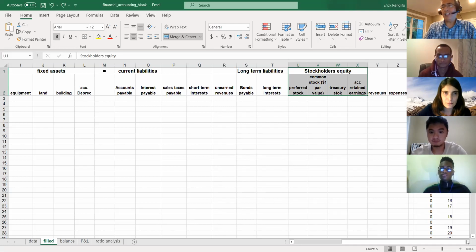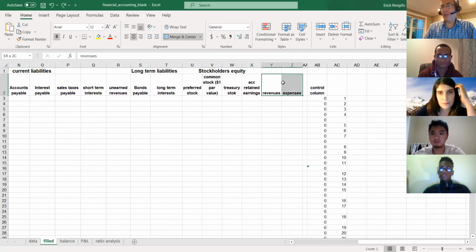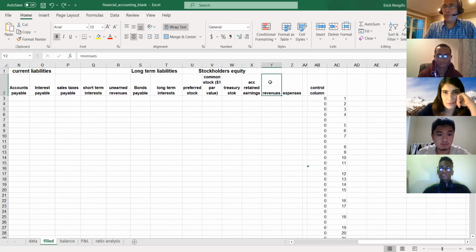The only trick, guys, that you need to always remember is that revenues and expenses, okay, the revenues are always positive and expenses are always negative. That's the only trick that you need to remember. Revenues always positive, expenses always negative.